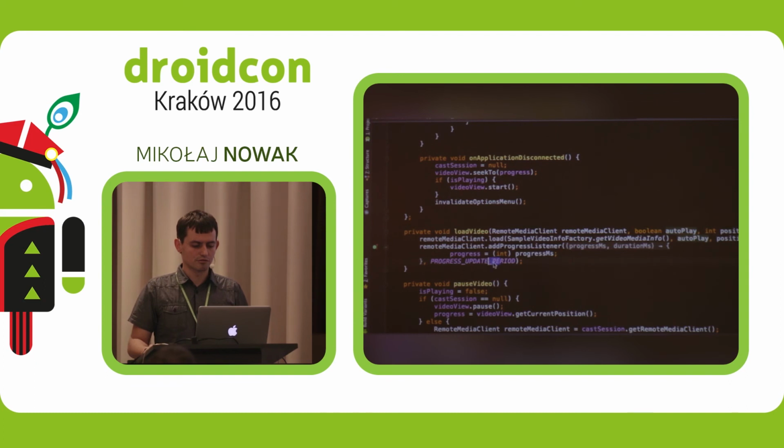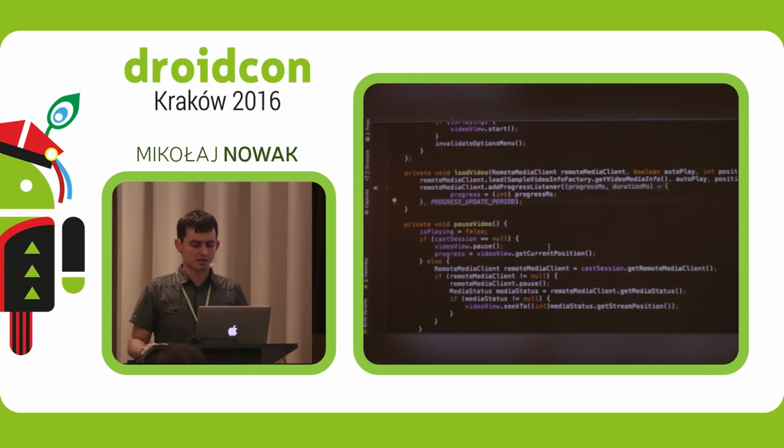We can also add a progress listener in order to listen to the progress changing. We can set up a period in which we are registering this progress. It's good to use it if you would like to synchronize our mobile player when the application is disconnected. We can also take this progress from the remote media client with usage of media status and then getting stream position. But as I noticed, it's less accurate than using the progress listener.